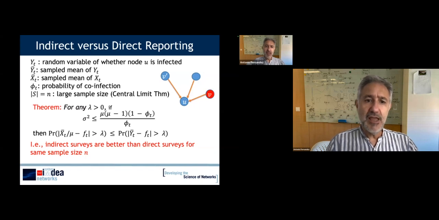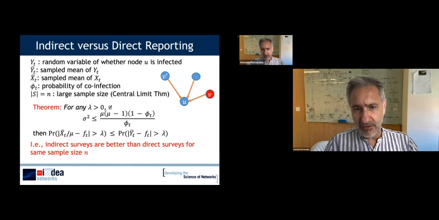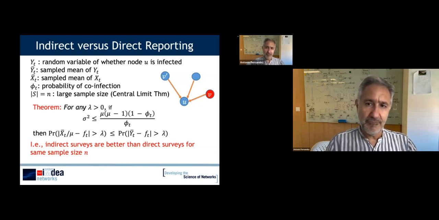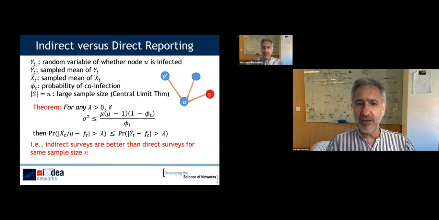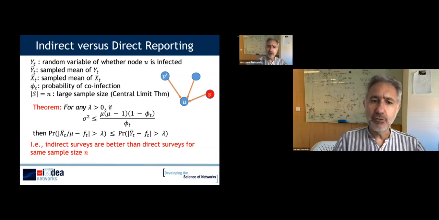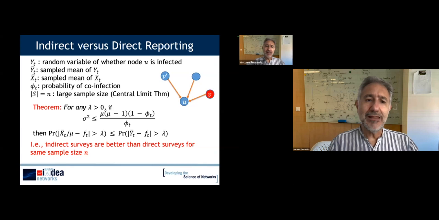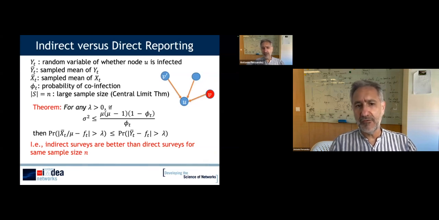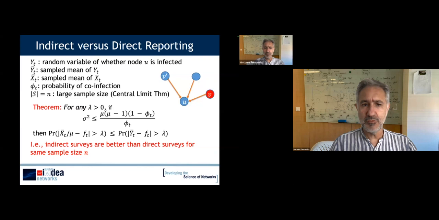So what we show is that if the variance of the network, which as I said we assumed remains stable over time, is smaller than a certain constant, then the probability that the error we make with an indirect survey is larger than lambda is in fact smaller than the probability that the error we make with the direct survey is larger than the same lambda. That means that if the variance of the network is small, then indirect surveys are better than direct surveys.